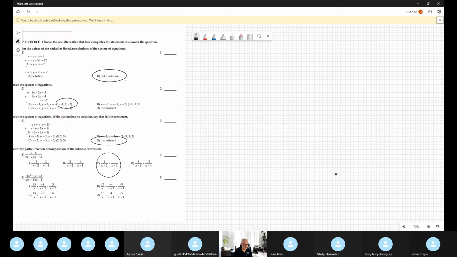Okay, number 5. Number 5 is (4x squared minus x minus 13) divided by x times (x minus 2) and (x minus 4). Oh, again, it's similar. The factorization of the polynomial in the bottom is already done. But I know I made a mistake. I'm crazy. I copied the top part of the equation for the bottom part. The bottom is x, plus 1, and x minus 1.